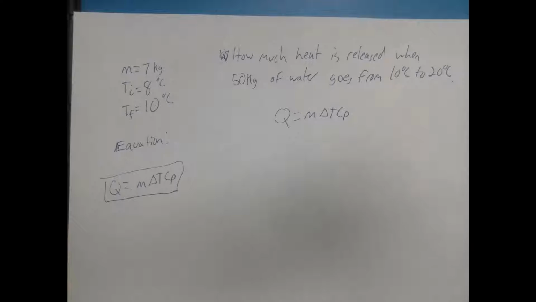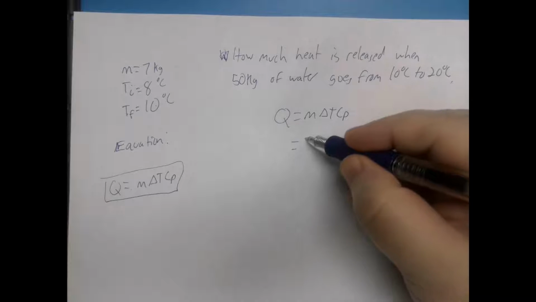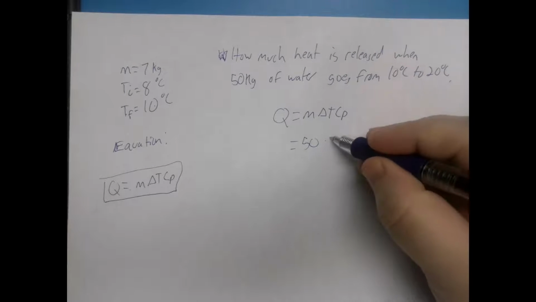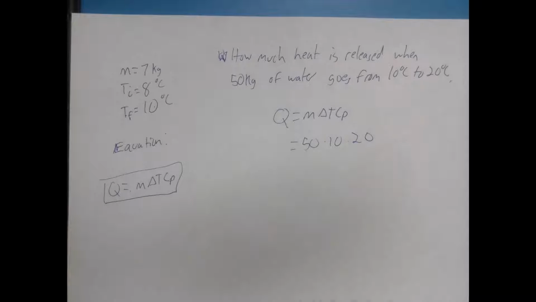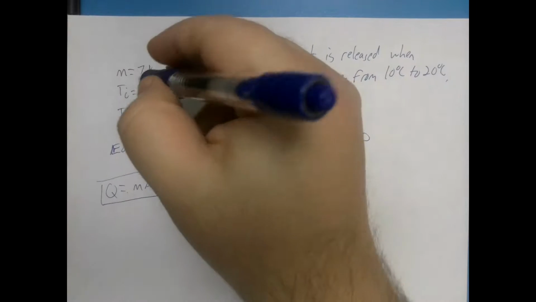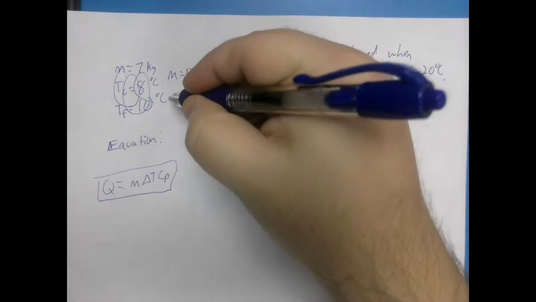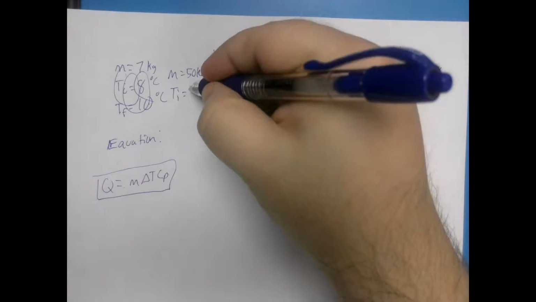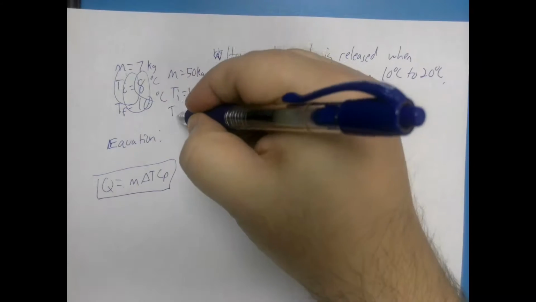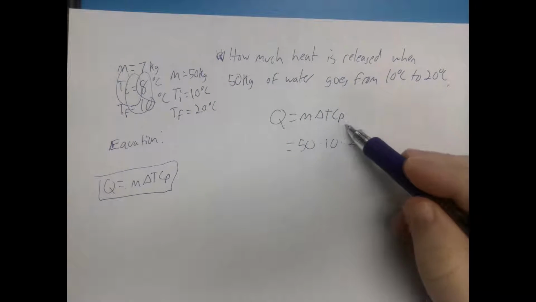So the number one mistake is they just take all the numbers and plug them in directly. 50 times 10 times 20. Again, that's incorrect. If I were to actually write this, mass is 50 kilograms. TI is 10 degrees Celsius. TF is equal to 20 degrees Celsius. This is supposed to be CP.